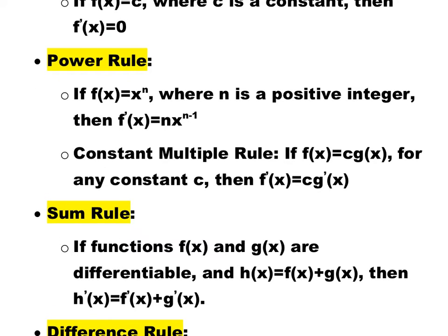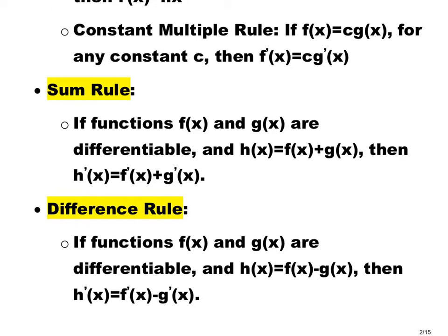The next rule is the sum rule, which says if you have the sum of two functions f and g, both of which are differentiable, then the derivative of the sum of these two functions is the sum of the derivatives of the functions. This means that if h of x is f of x plus g of x, then h prime is f prime plus g prime.